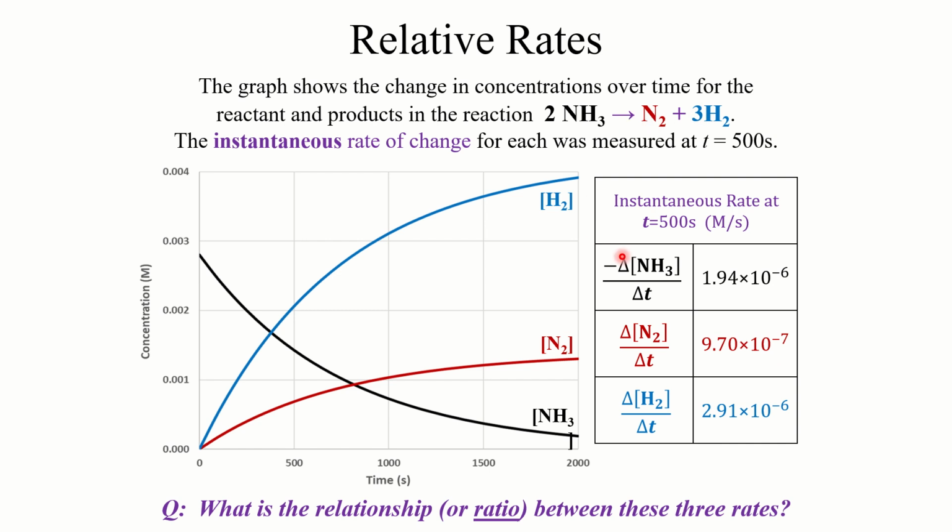So the relative rates of each of these components here, the reactants and the products, are directly related by the stoichiometric coefficients. So the rates of change are directly related to the stoichiometric coefficients.